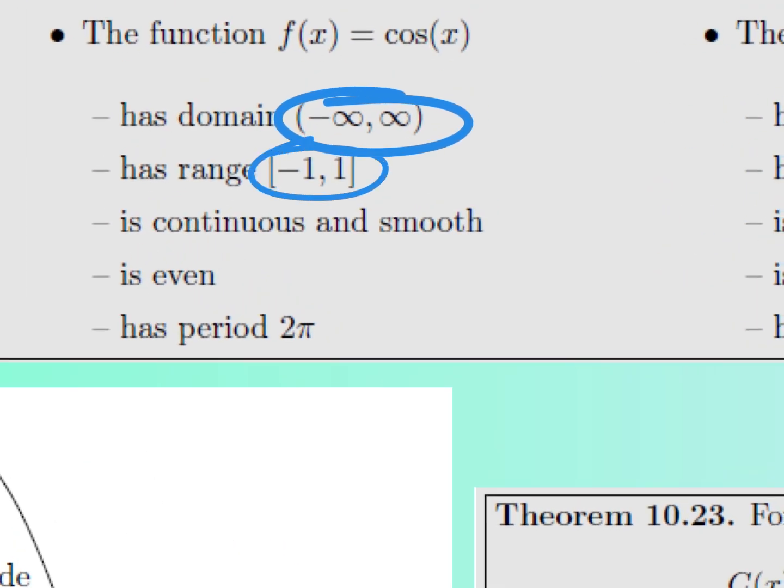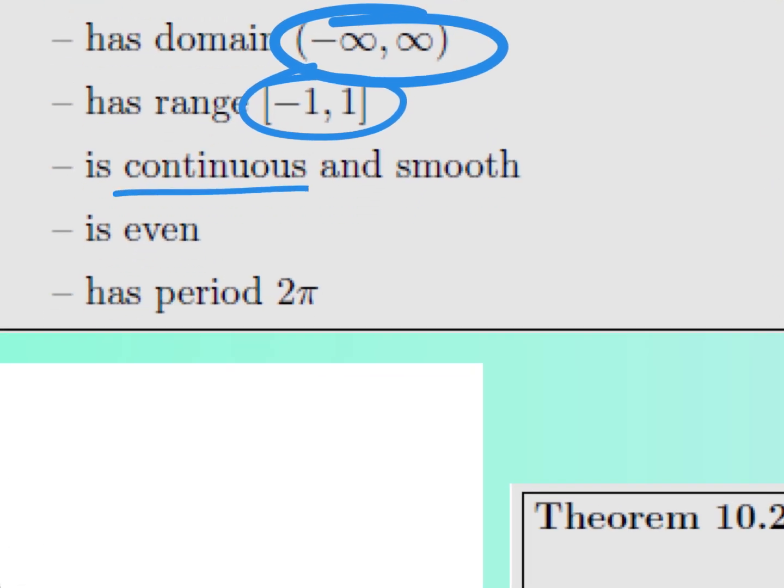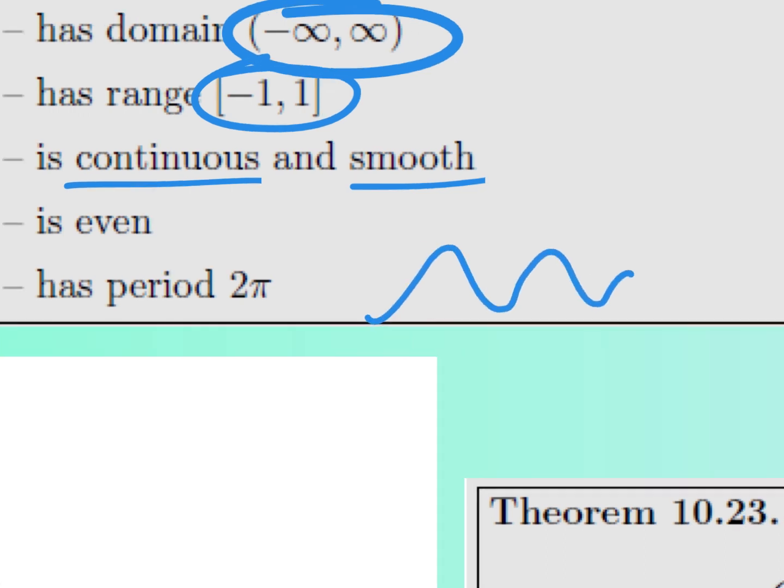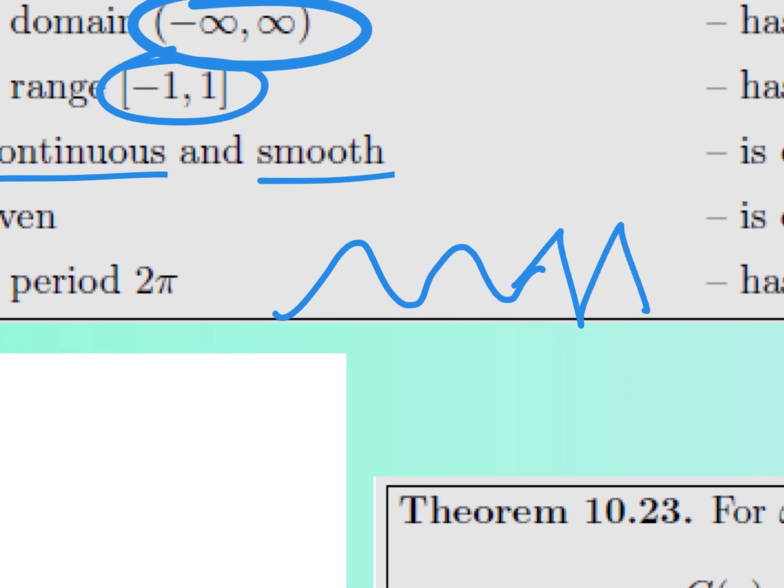Its range, as in the highest and lowest it goes, is from negative 1 to 1. It is continuous, as in it doesn't have any gaps in it, just keeps going. And it's smooth, meaning it doesn't have any pointed edges. It's a very smooth graph. There are graphs that have pointed edges, but this does not. Okay, so this is smooth and continuous.